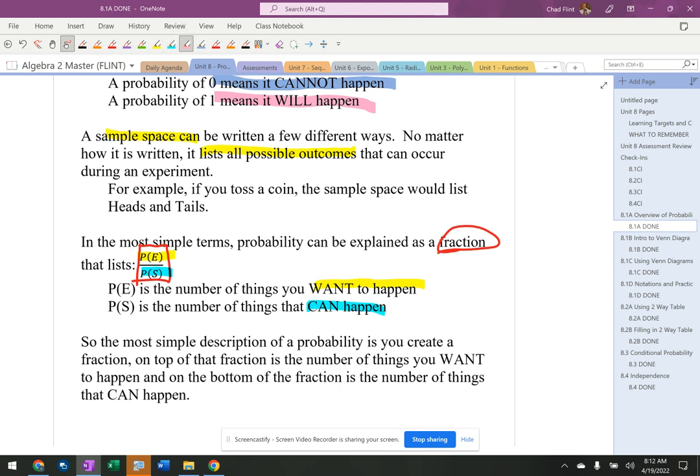It is what you want to happen on the bottom, or sorry, I have that written wrong. What you want to happen on the top. No, it's written correctly. Sorry, I'm reading it wrong. Top of the fraction is what you want to happen. Bottom of the fraction is the number of things that can happen. I thought it was weird I'd written that wrong. Top, what you want to happen; bottom, everything that can happen. Sorry. Early in the morning like usual.